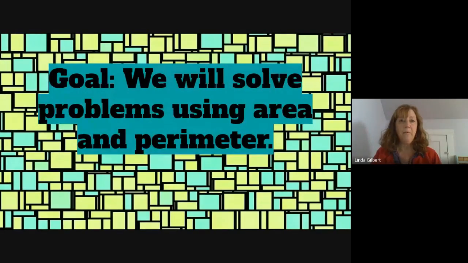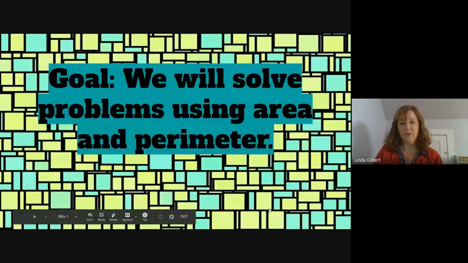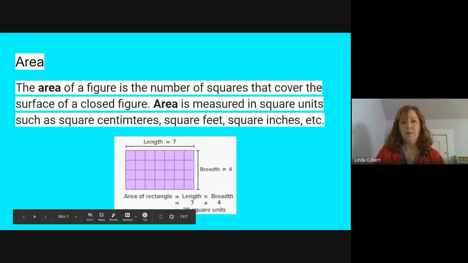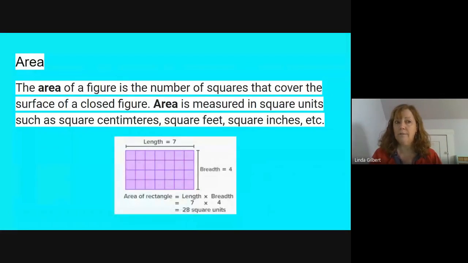Today we're going to solve problems using area and perimeter. And I don't know if you've noticed this, but when we do lessons one week, the next week you have a lot of work that goes with it. So make sure you pay attention to this lesson because you'll need it next week. So let's review what area and perimeter are.